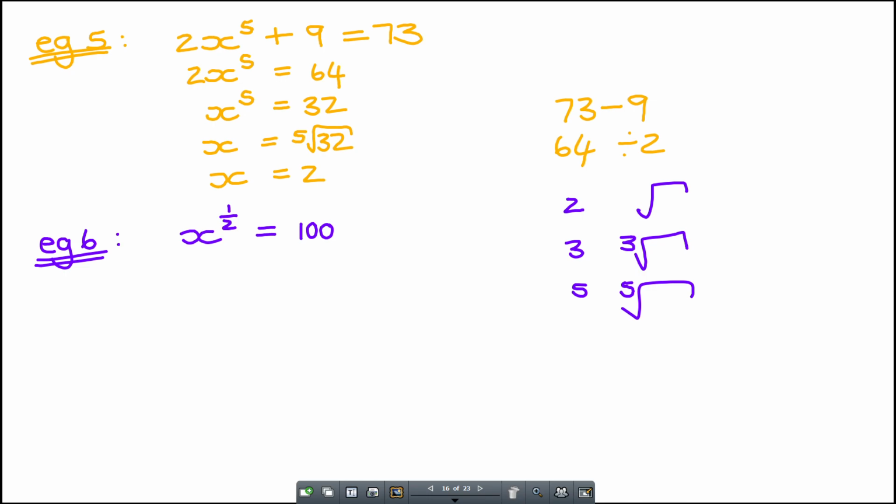Yes. Okay, so for those of you that don't, your square root is over here. No?